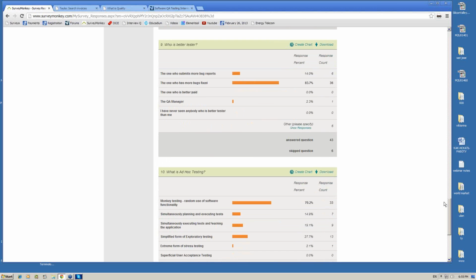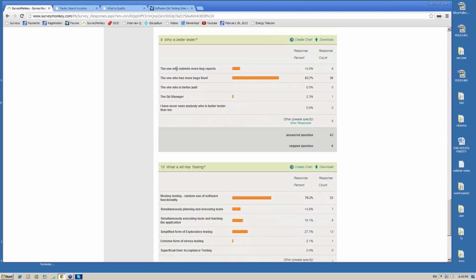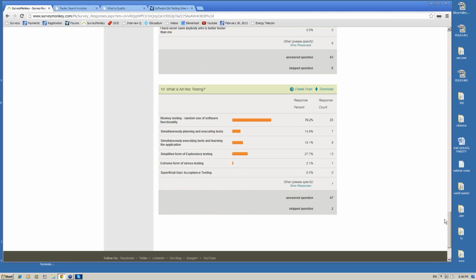Who is a better tester? We discussed that. The one who submits more bugs, or the one who has more bugs fixed? The one who has more bugs fixed, and we have 83% on that, because that way we impact the quality. If I write bug reports which are not fixed, that means I'm not doing much to change the product to the better. Okay, that one is very simple.